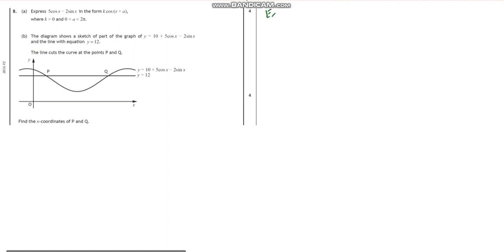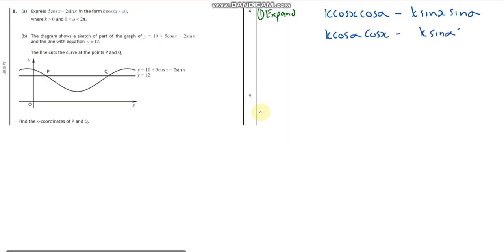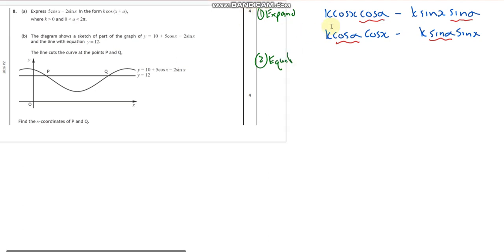So the first thing we do is our expansion. So I've got k cos x cos alpha, and the signs change. I'm just breaking out this bracket here, and then I'm going to rewrite it. All I've done here is move the sine alpha to the front and the cos alpha to the front, so that I can now equate on the next line. I've not switched the x and the alpha.